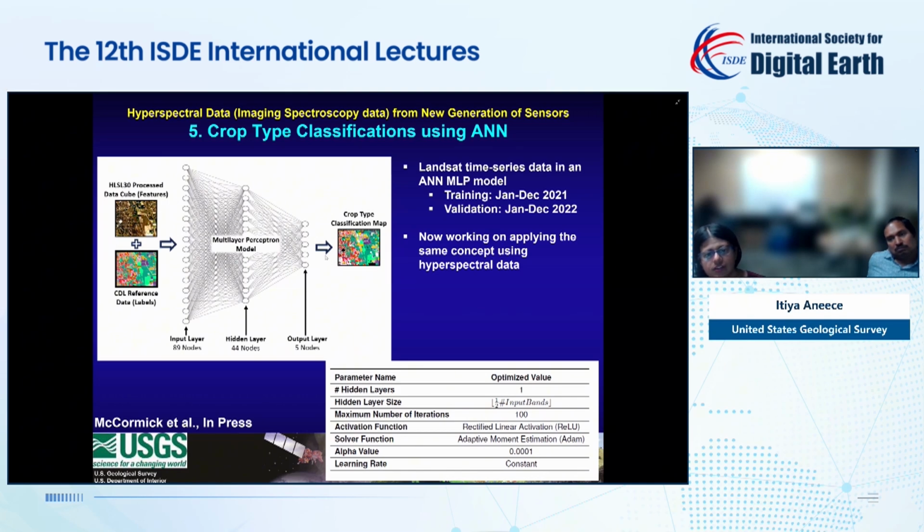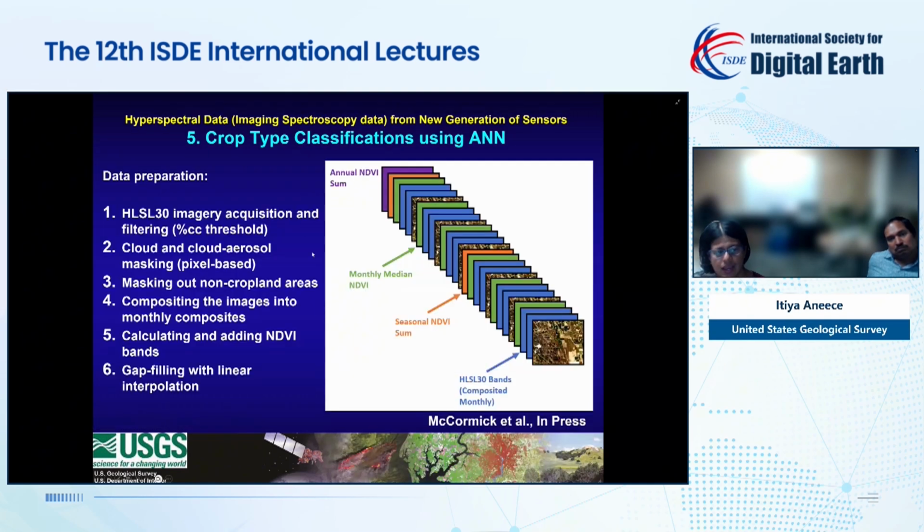Here is a little bit more detail about the input data. So we had HLS L30 imagery that we filtered by cloud cover, and then we masked out some cloudy and cloud aerosol pixels. We also masked out non-cropland areas, and then composited the images into monthly composites. We also calculated normalized difference vegetation index values, both monthly, seasonally, and annually. And then we gap filled with linear interpolation.